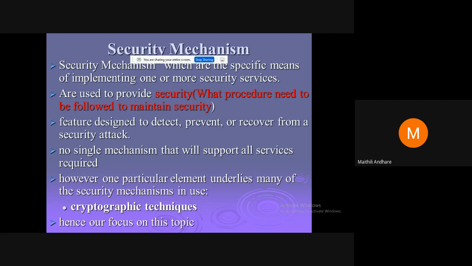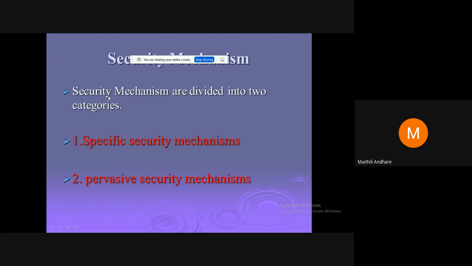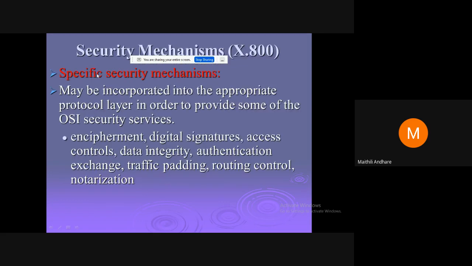Then, so as to provide the security, what procedure is to be followed to maintain the security? That we'll see in the further units. Basically, it is dealing with the cryptography techniques, different algorithms. But what is the basic procedure or what technique is used, that we'll see in the further units. But in short, the security mechanisms provide the security in the system. We have seen security mechanisms are divided into two categories, that is specific security mechanism and pervasive security mechanism. So what is the difference between these two security mechanisms?